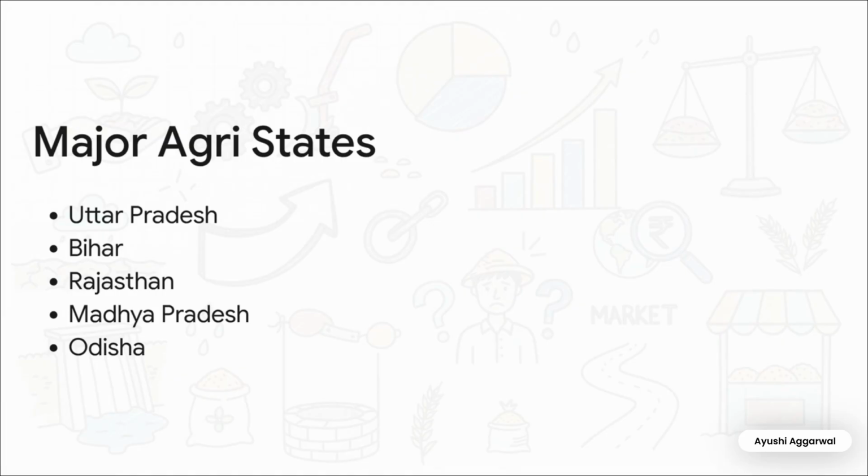So where is all this farming actually happening? The heavy hitters, our major agricultural states, are Uttar Pradesh, Bihar, Rajasthan, Madhya Pradesh, and Odisha. Now, here's a quick trick to visualize this for your geography papers. Just imagine the vast northern plains moving straight down into the central and eastern plateau. Picture the map of India in your head and just highlight this massive central to northern belt. Trust me, visualizing it like this will save you so much precious time in the exam hall.